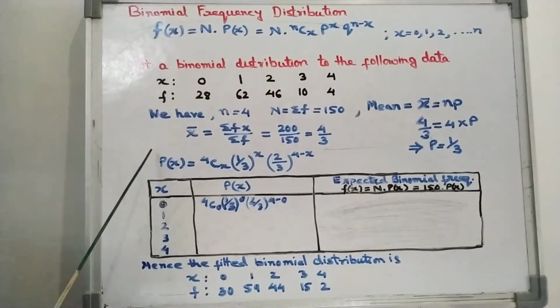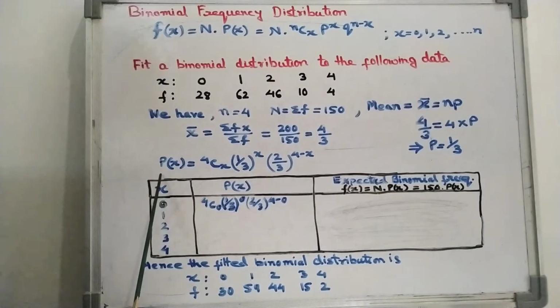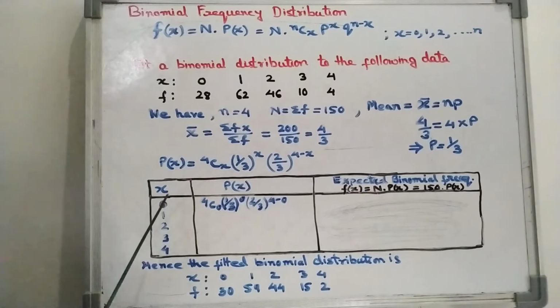Now we get the px form, that means the probability distribution of the binomial distribution will be this: px will be 4cx, and in place of n we write 4cx, the p value is 1 by 3 to the power x, 2 by 3 to the power 4 minus x. So this is the binomial probability distribution.